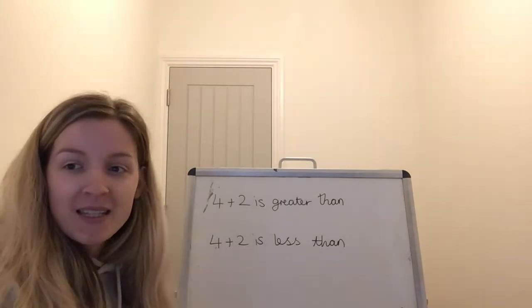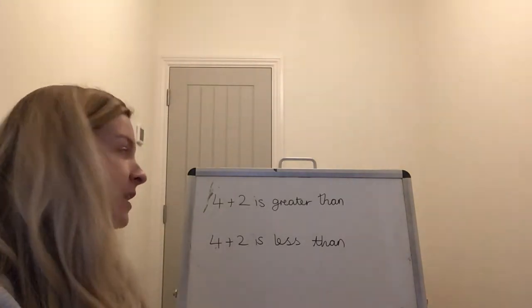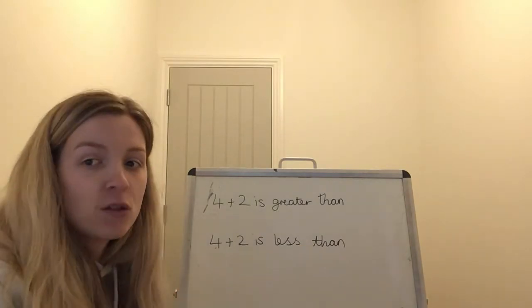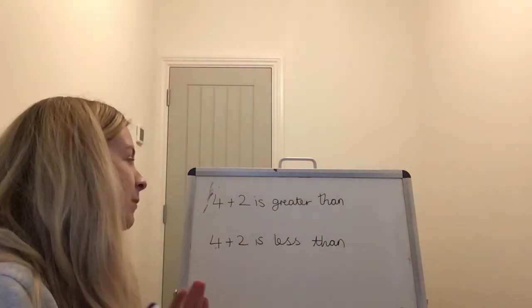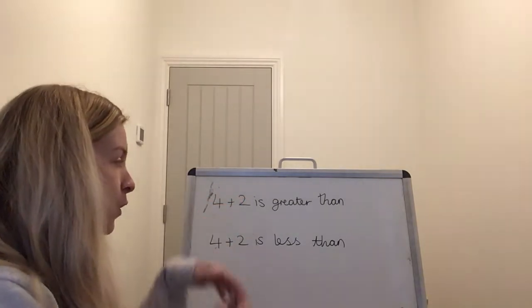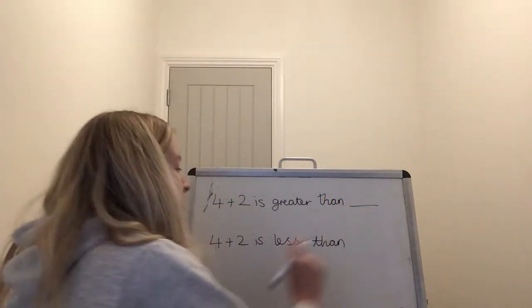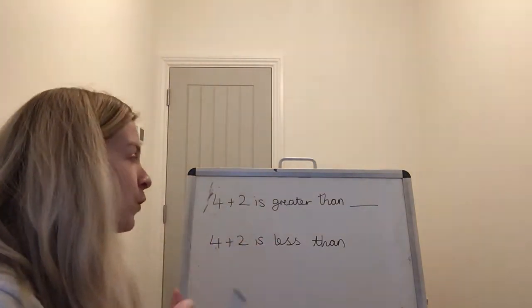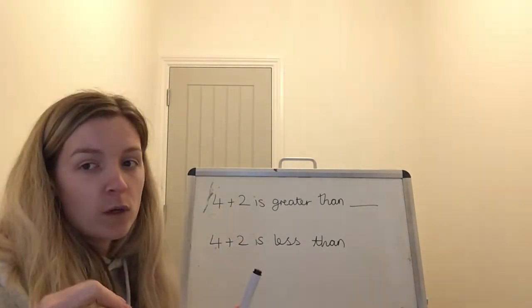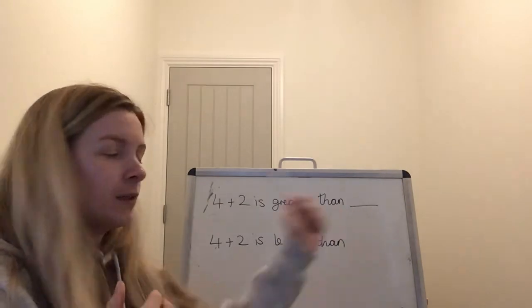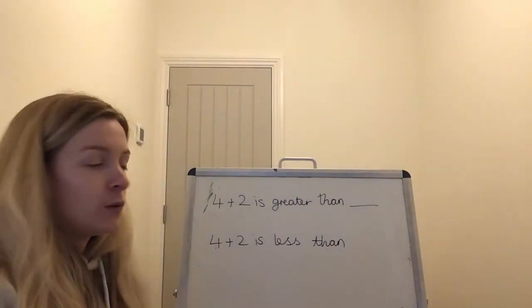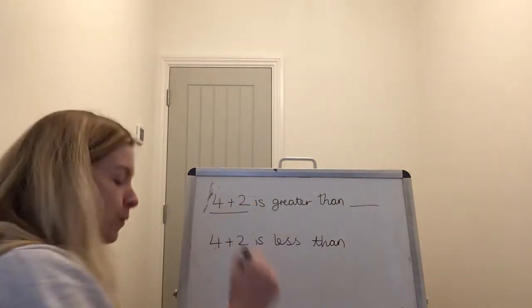So, today we're going to be looking at numbers that are greater than other numbers and numbers that are less than. So, let's have a look at my first example up here. 4 plus 2 is greater than, remember greater means bigger than, 4 plus 2 is greater than or larger than, then there's a gap and we need to put a number in there. First of all, we need to figure out what 4 plus 2 is.